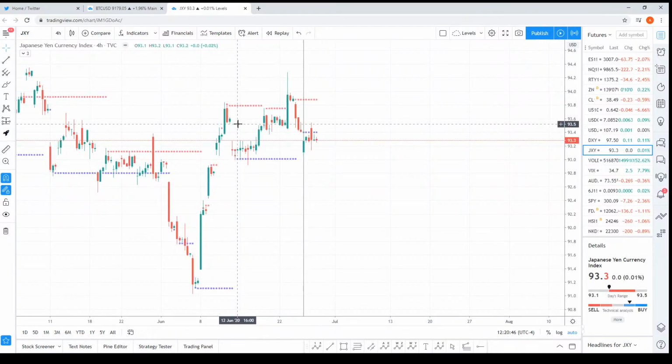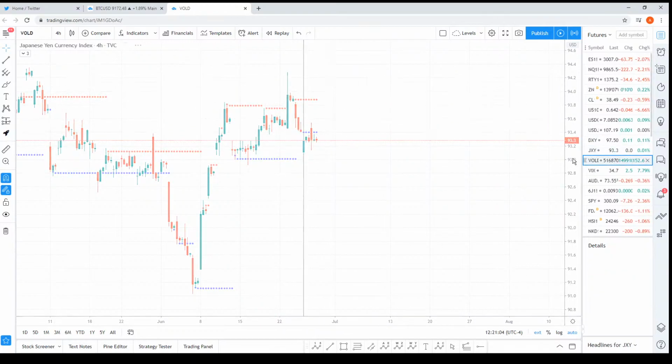I've got JXY, same thing as DXY, except this is for the Japanese yen. This is the basket of currencies, the overall data of everything, of the yen trading against the dollar and Aussie, everything. It's all rolled into this.